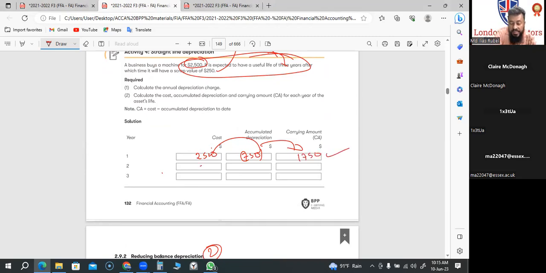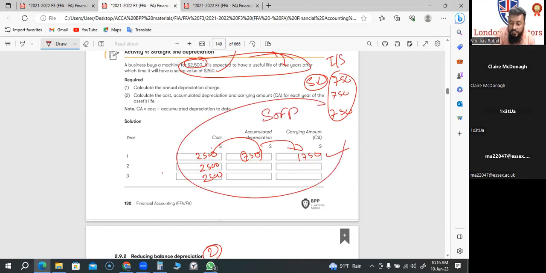You know, the cost remains cost. There's a concept, the cost concept. Every year it should be 2,500. But in straight line, depreciation is 750 every year. That's an expense. Please do write it down or remember, in the income statement, that's an expense. But this is a balance sheet, the statement of financial position. This pro forma is in the balance sheet.